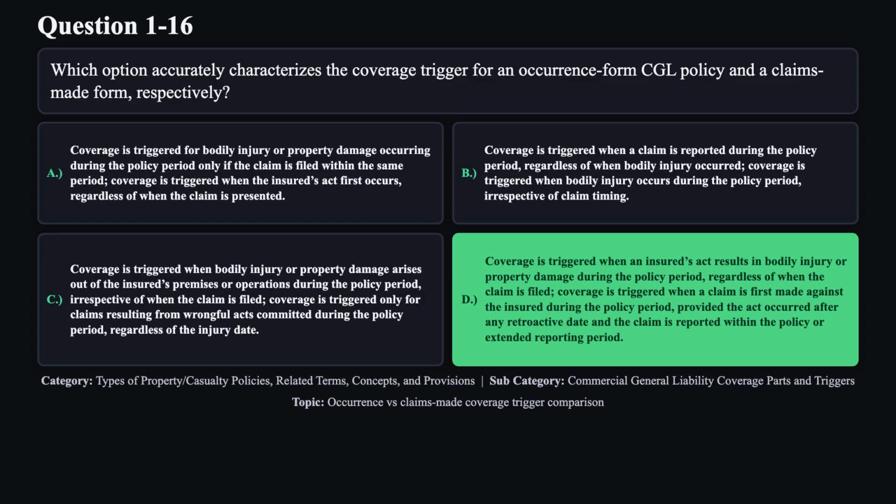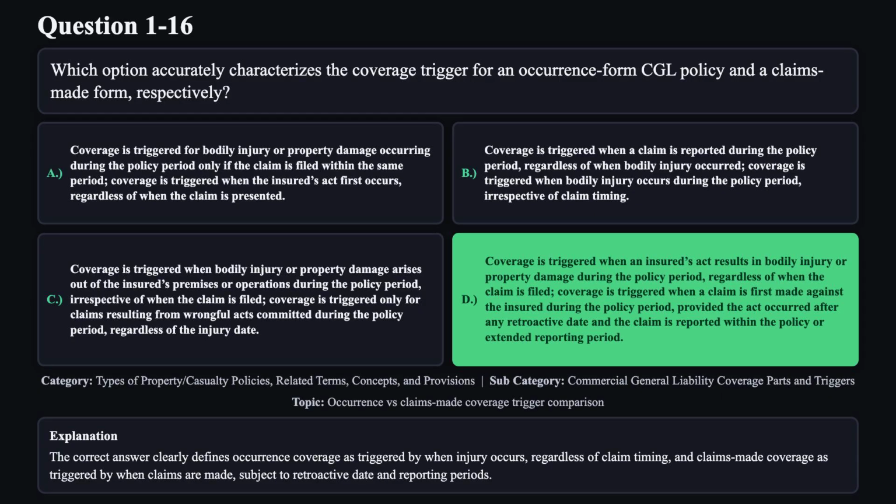The correct answer is D. The correct answer clearly defines occurrence coverage as triggered by when injury occurs, regardless of claim timing, and claims made coverage as triggered by when claims are made, subject to retroactive date and reporting periods.